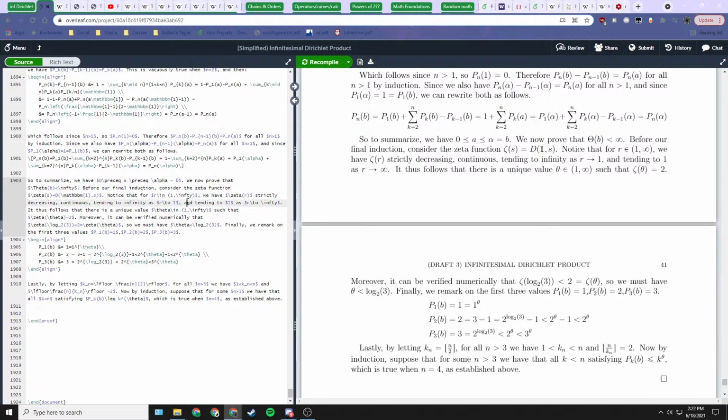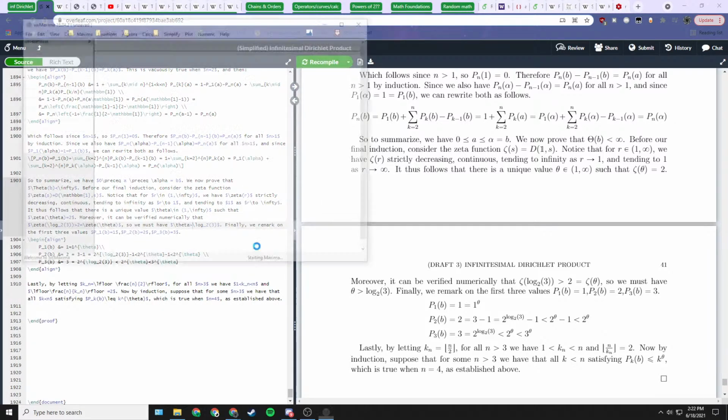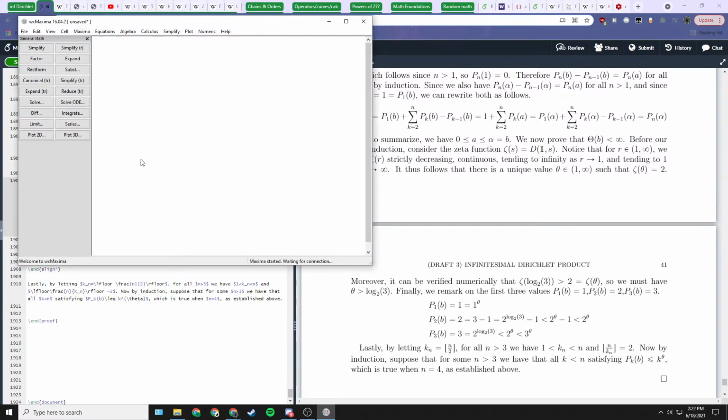This is why we should double check our numerical premises. This is greater than. So theta is greater than log base 2 of 3. That's what we need. We can actually verify this right now, numerically. Well, it'll be non-rigorous, but log base 2 of 3 is log of 3 divided by log of 2. And we just take zeta of that and go into numeric mode.